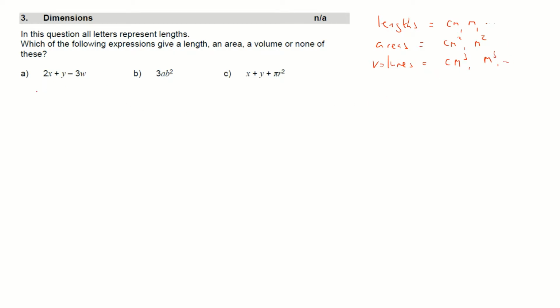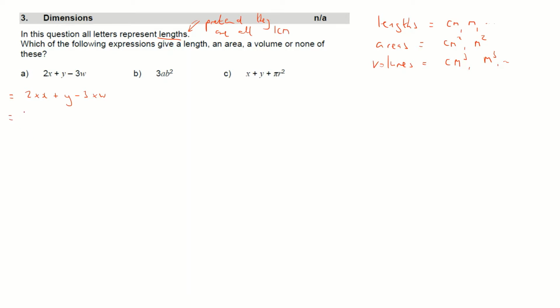Okay, so if I'm doing question A, I always write this formula out longhand first of all. Now, 2x means 2 times x. The y is just there, and 3w means 3 times w. Now, remember, these lowercase letters are all lengths. So I always pick the simplest possible length my brain can imagine, which is 1 centimeter. So I pretend all the lengths are 1 centimeter. All right, that's my top tip here, okay? Pretend they are all 1 centimeter.